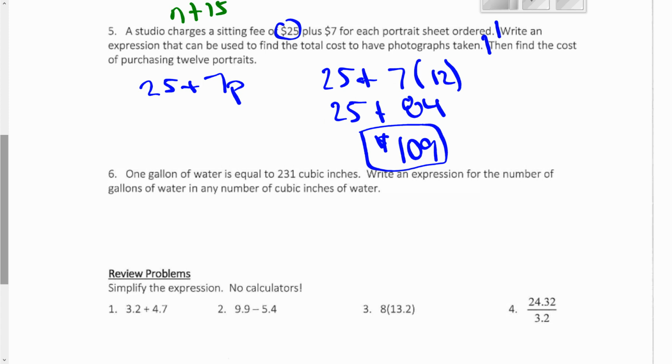After you do number 6, you'll see that there's some review problems at the bottom. And please, please, please, no calculators on this. Do it with paper and pencil. If you need help on the word problem or on any of the review problems, feel free to ask your teacher. That's it for the Unit 2, Section 1 video.